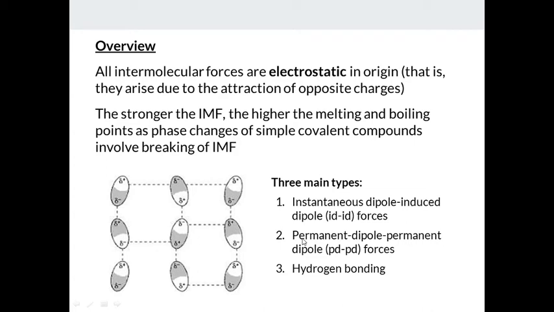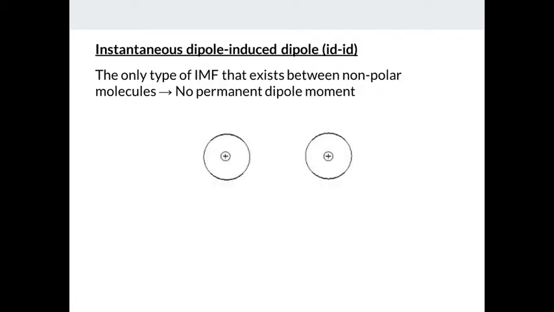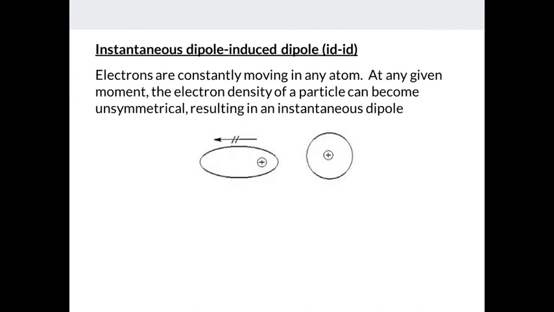So let us first take a look at ID-ID. It is the only type of intermolecular forces that exists between non-polar molecules which have no permanent dipole moment. So electrons are constantly moving in an atom. At any given moment, the electron density of a particle can become unsymmetrical, resulting in an instantaneous dipole forming on one of the molecules.